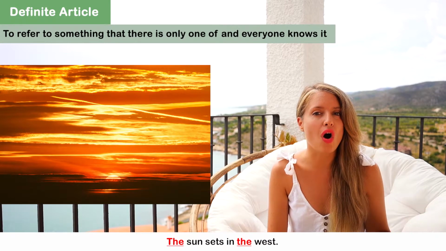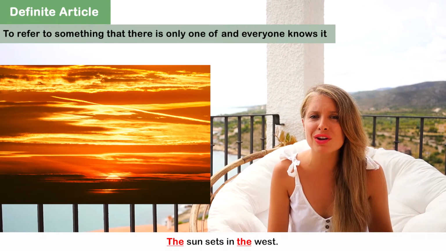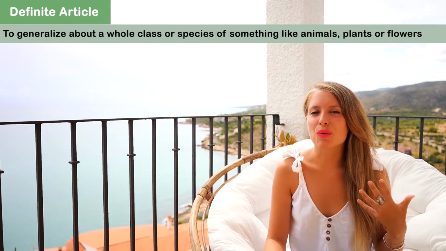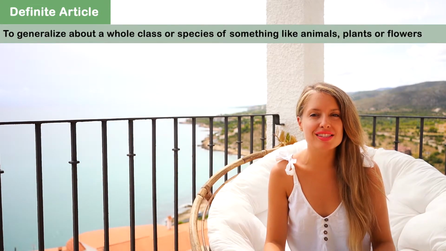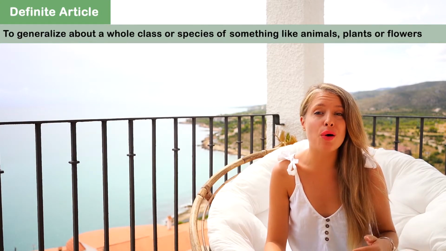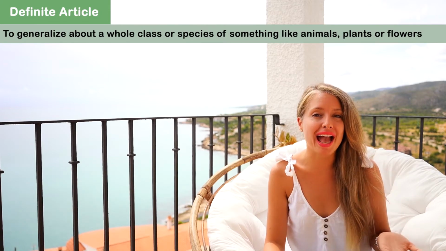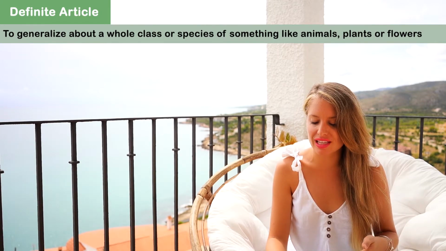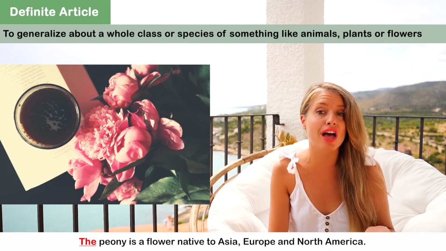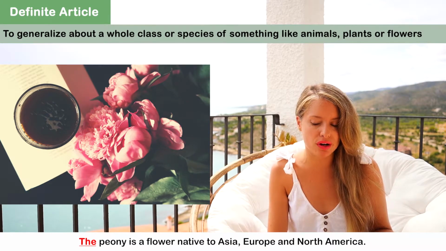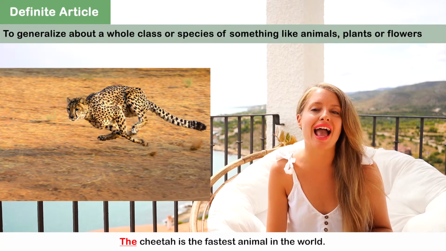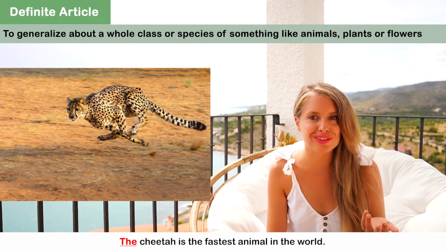There's only one sun and there's only one west. So we would use the definite article the. Now, we also use it to generalize about a whole class or species of something, such as flowers, plants, or animals. For example, we could say the peony is a flower native to Asia, Europe, and North America. We could also say the cheetah is the fastest animal in the world.